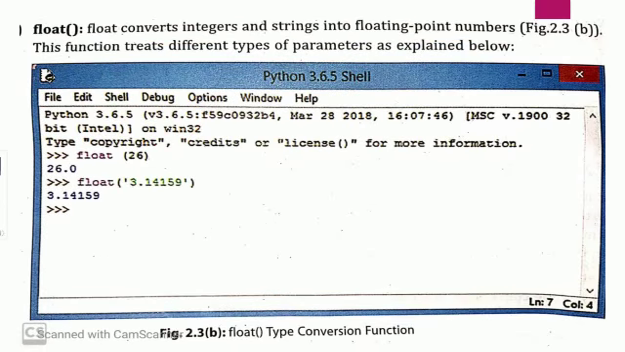Next, float of 26. 26 is not a float value because it doesn't have any decimal point or fractional part. So for this 26 to be converted to a float number, it should have a decimal point followed by some number. So this is the output. Then again you see float of '3.14159', which is enclosed in single quotes. That means a string is given as an argument. So the string will be converted to a float number which is not quoted at all.